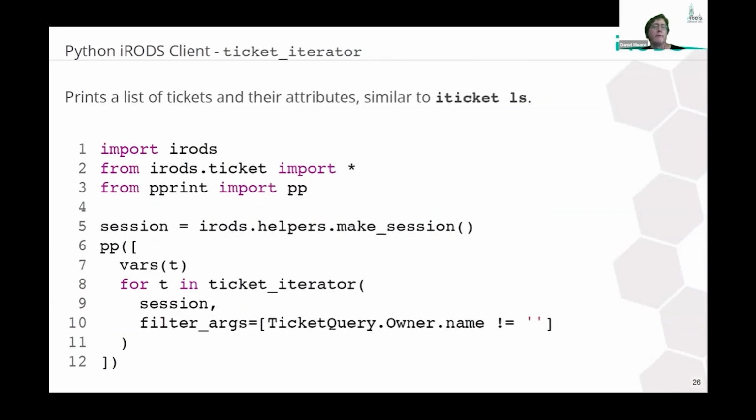We also have basically a free function available, which can help you, for example, duplicate the output of iticket ls. That's what this example does. And it's actually a one-line function. It just produces a generator you can iterate over, and that produces all the tickets that would or should be available to the authenticated user.